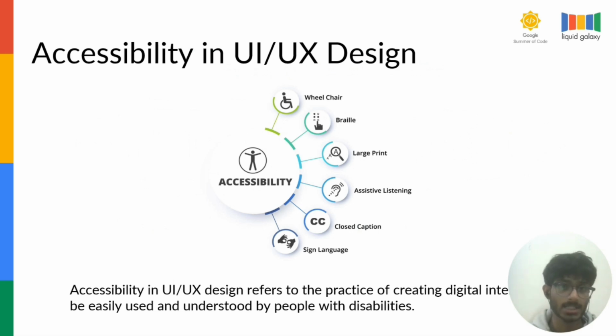Accessibility. Accessibility in UI/UX design refers to the practice of creating digital interfaces that can be easily used and understood by people with disabilities. It involves making websites, applications, and other digital products inclusive and usable for everyone, regardless of their ability or impairments.